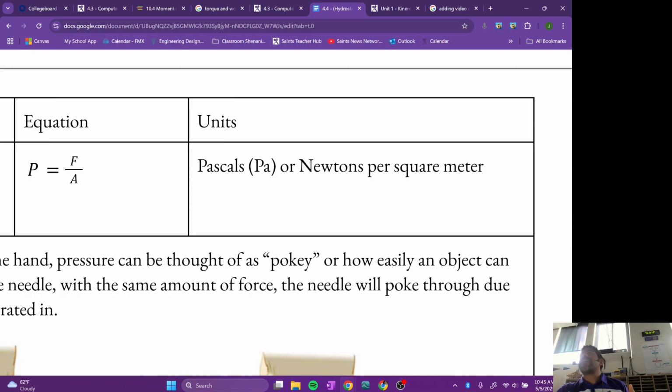And we have a new unit. Blaise Pascal was the scientist who came up with these big laws about hydrostatics. And so he was able to name the unit relating force to pressure after himself, the Pascal, which is Newton per meter squared.